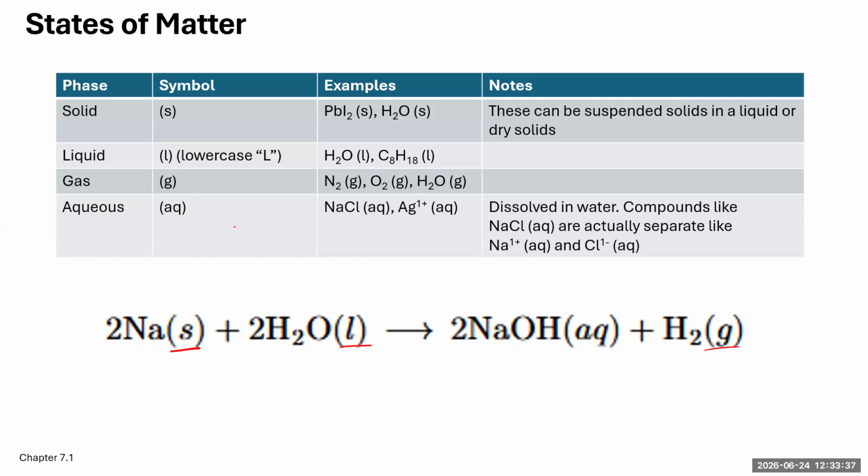Aqueous, we talked about this before. Aqueous shows up a lot, coming up in this chapter, because we do a lot of chemical reactions in aqueous solutions. You can have solids that are aqueous, and you can have ions that are aqueous. So aqueous means dissolved in water. Compounds like sodium chloride, when it says aqueous next to it, are actually already separated into their ions, Na+ and Cl-, because they're dissolved in that water solution.